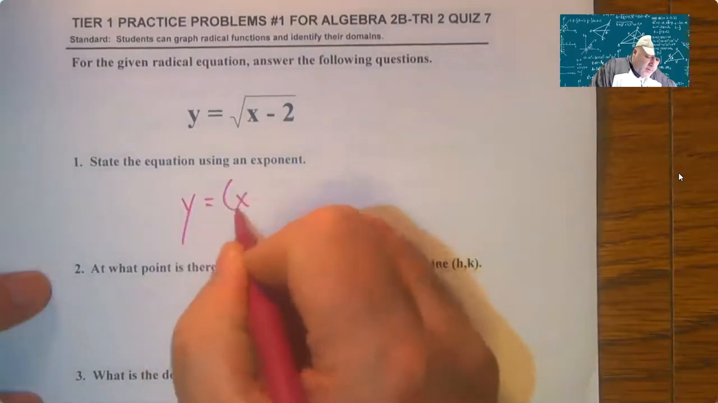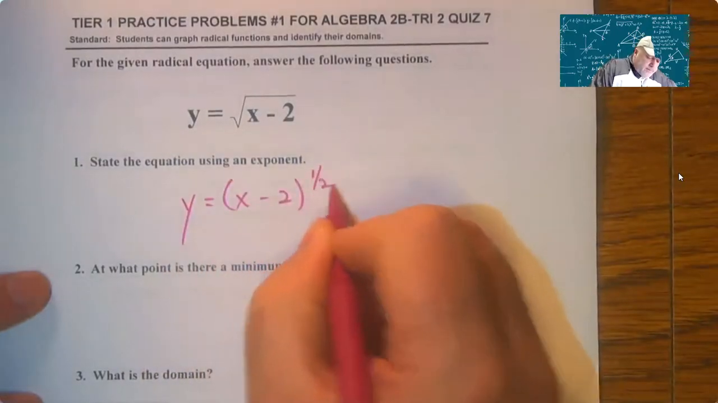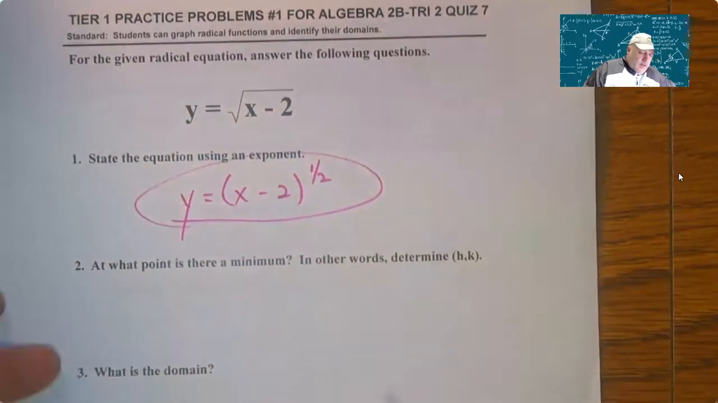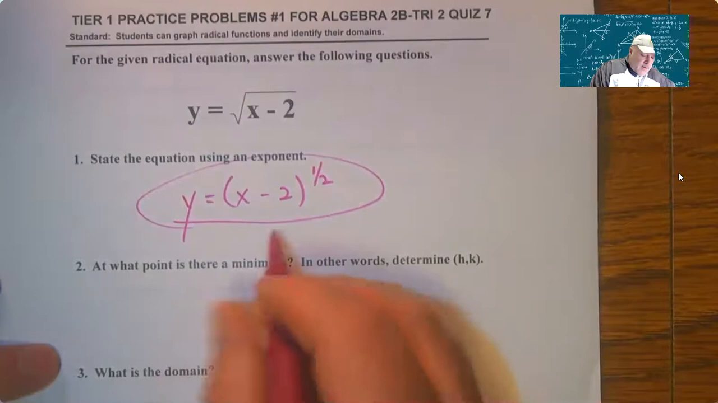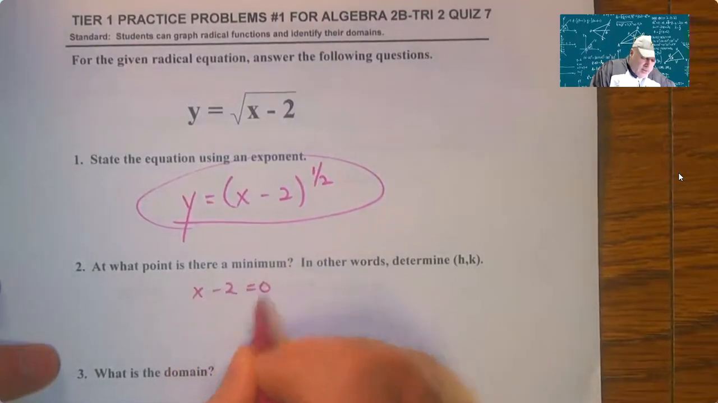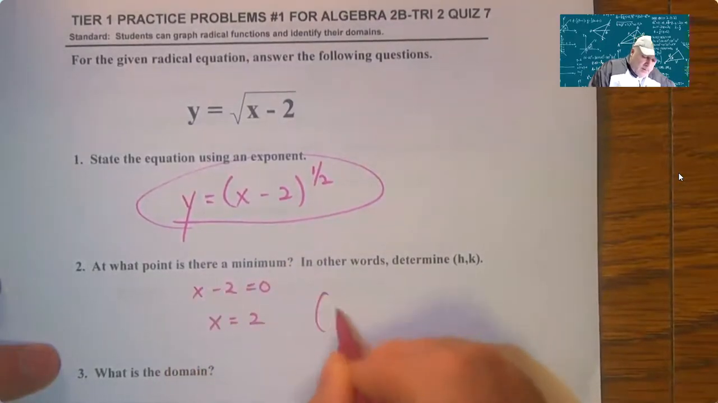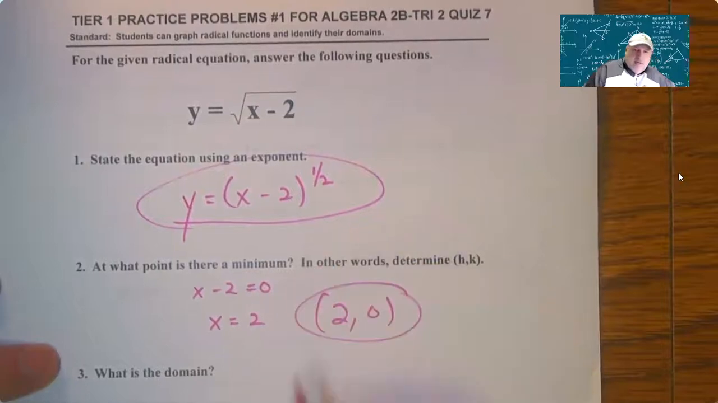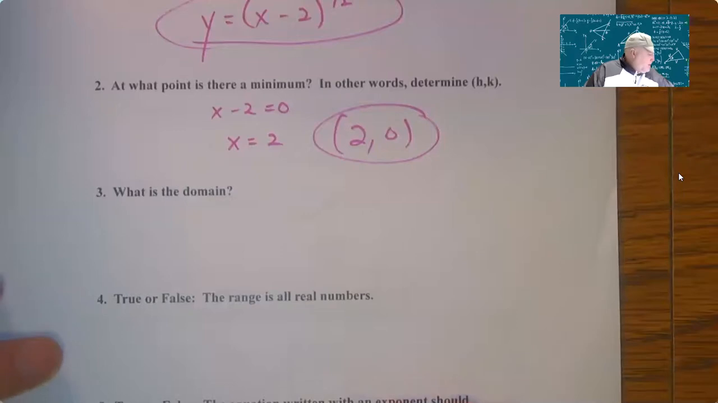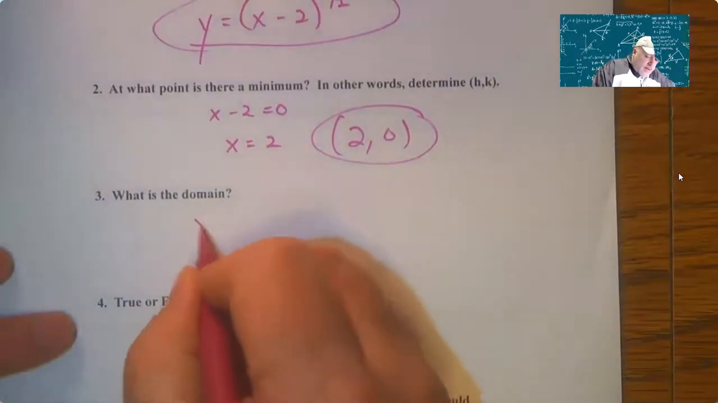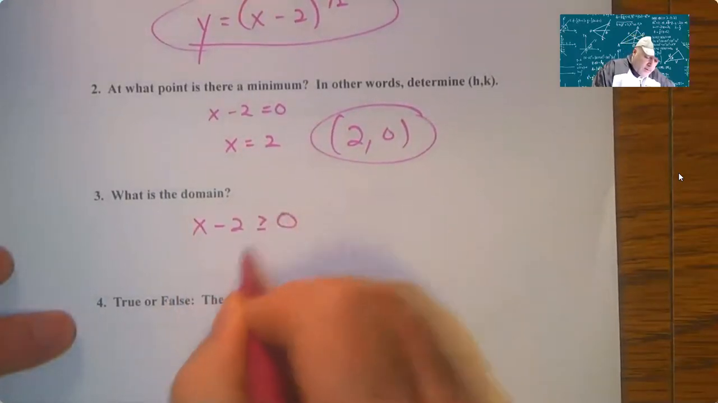So square root means to the 1/2 power. At what point is there a minimum? Determine HK. So we take the inside equal to 0, that's your H. And then whatever number you're adding on the end outside the square root is your K. What is the domain? So now we take the x minus 2 greater than or equal to 0.